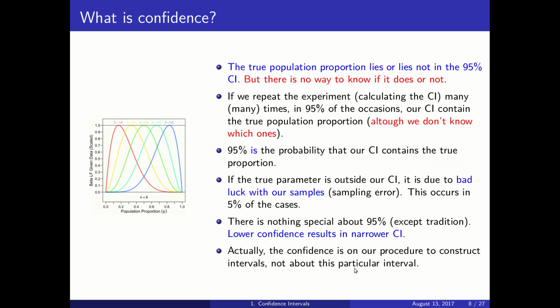Actually, the confidence, this 95% confidence, is on our procedure to construct the intervals. It is not about this particular interval. So what we are confident is that if we repeat this process of constructing confidence intervals many times, in 95% of the cases, we will contain the true parameter.